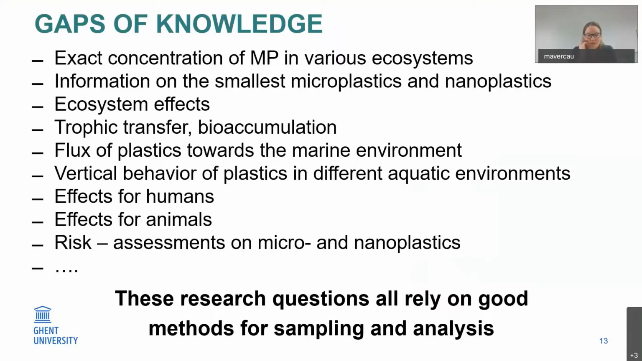The effects on humans are an even bigger question mark. Effects for animals, risk assessments on nano and microplastics, and the list goes on and on. So there's a lot of things that we still have to figure out. And all these research questions rely on good methods for sampling and analysis. That is a very important one, because the methods you use will have an effect on how good your analysis is and how well we can fill these gaps of knowledge.